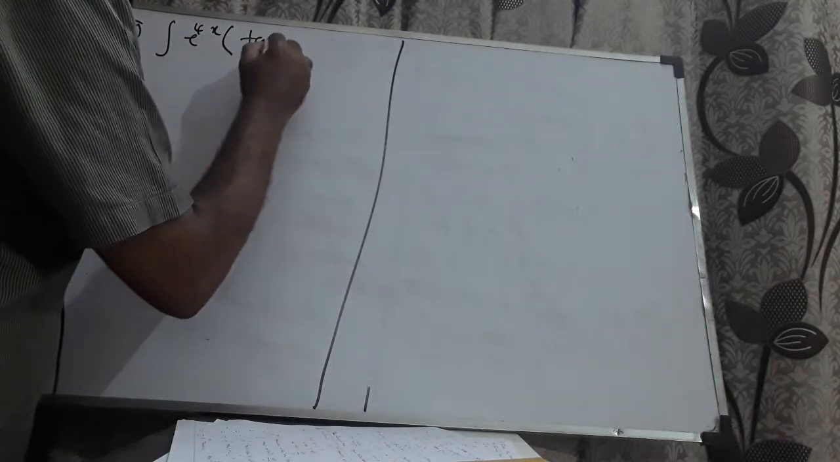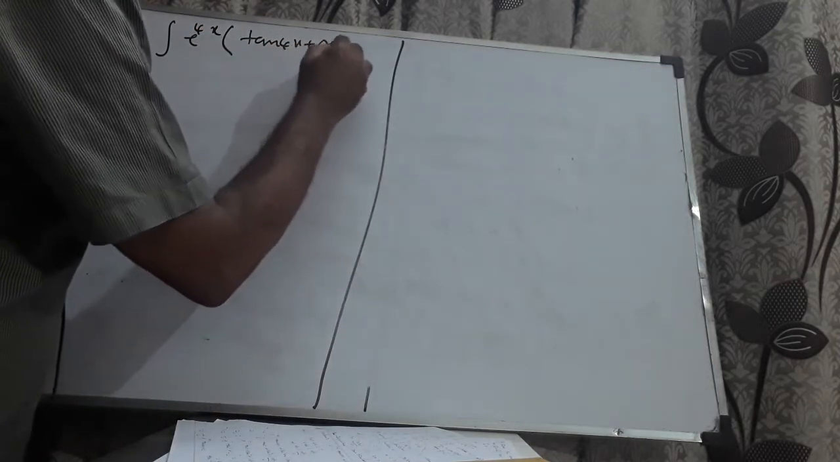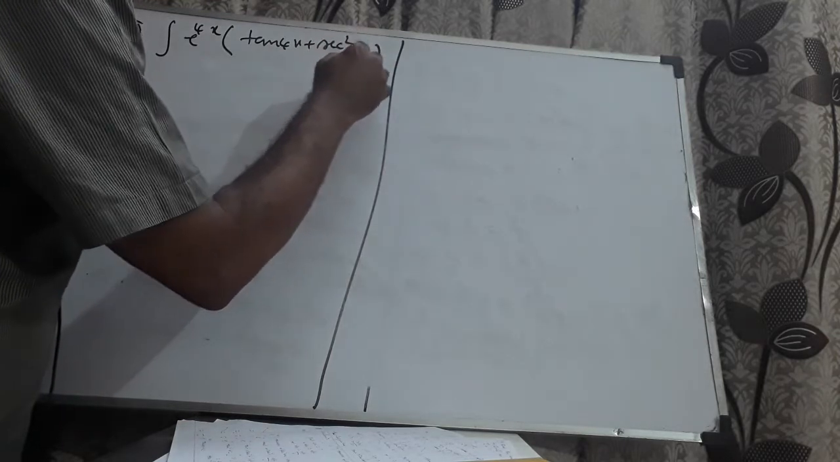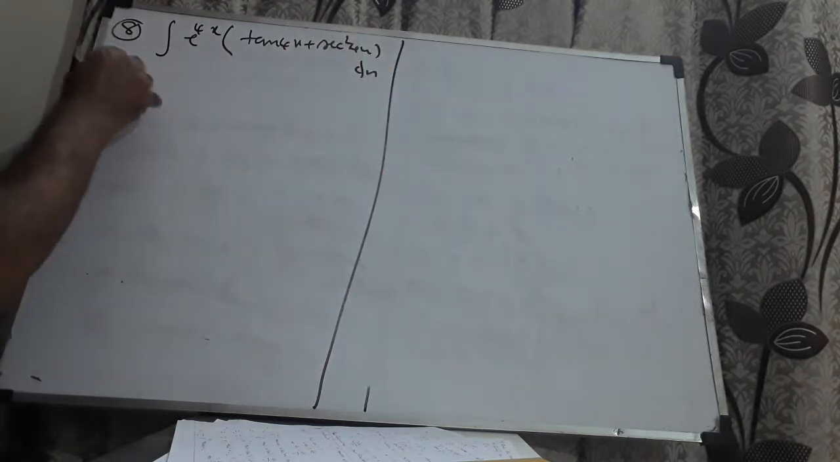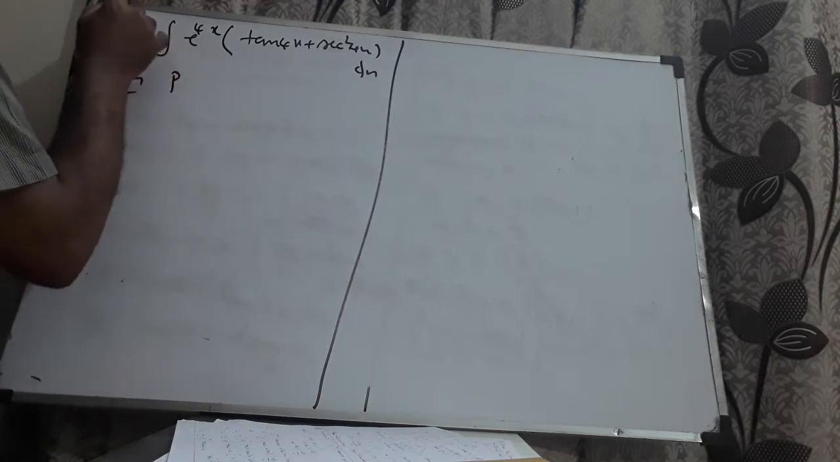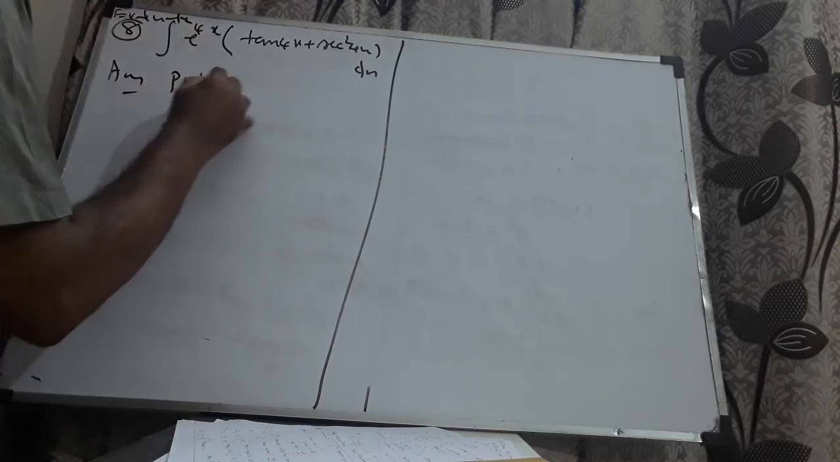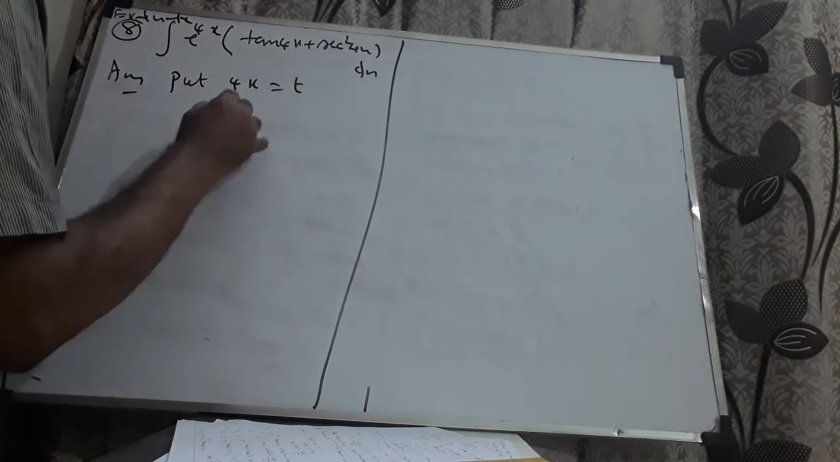Okay, that method is called variable separable method. Okay, next problem goes like this. See here, this is your 8th problem in the same paper. Integral e power 4x times tan 4x plus secant square 4x dx. You can write evaluate. Now put 4x equal to t.